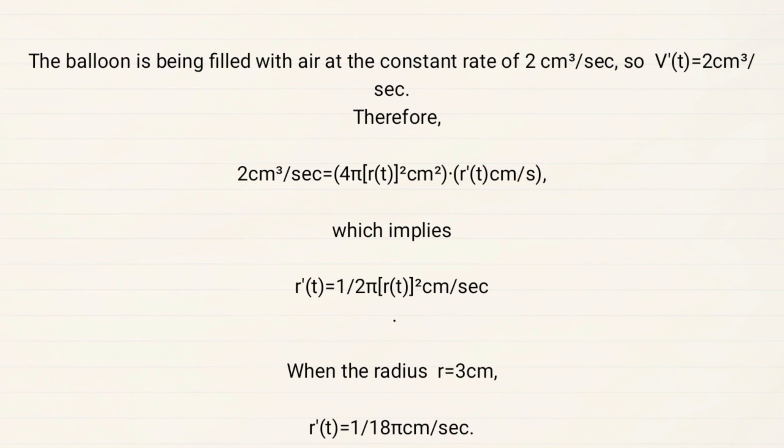When the radius r is equal to 3 cm, r'(t) is equal to 1 over 18 pi centimeters per second.